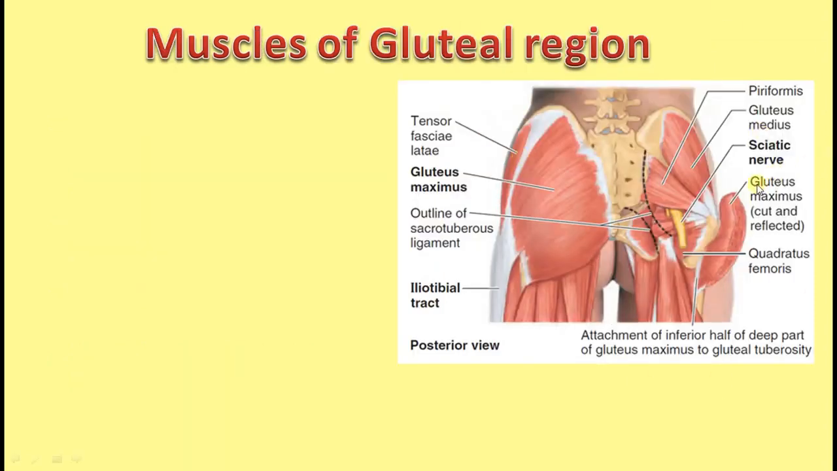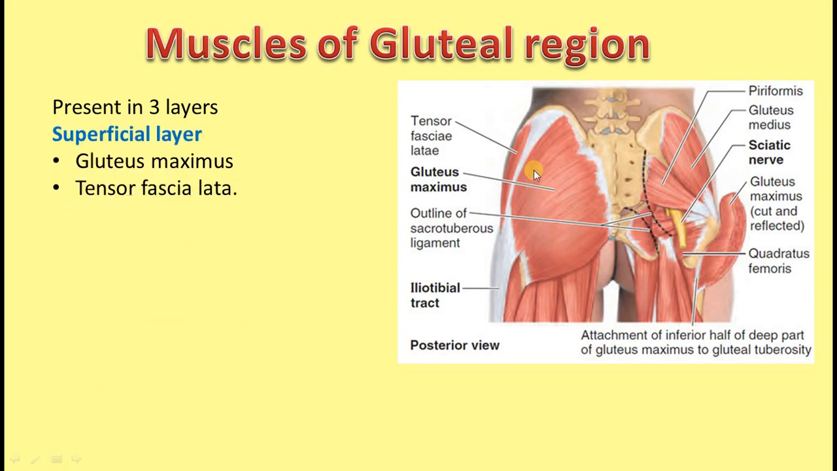So now coming to the muscles of the gluteal region, superficially you see two muscles. Immediately deep to the deep fascia, you come across two muscles. The largest, the massive gluteus maximus muscle, and a bit anterolaterally you see the tensor fascia lata. This is the muscle which is present superficially in the first layer.